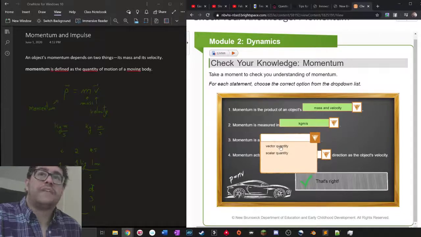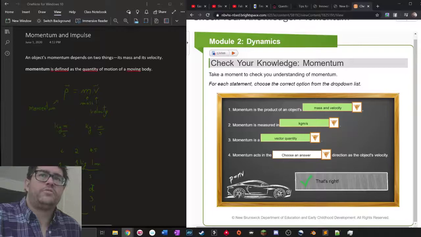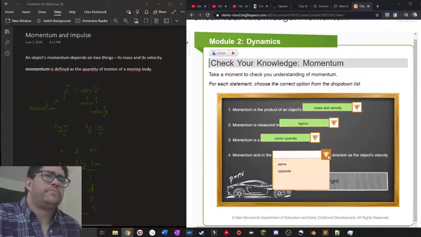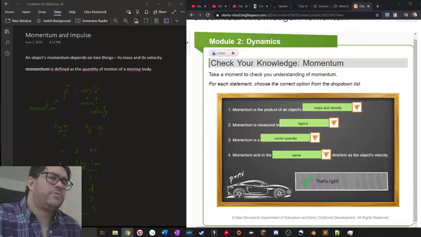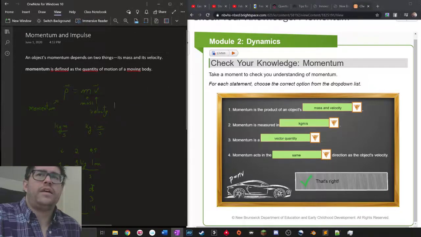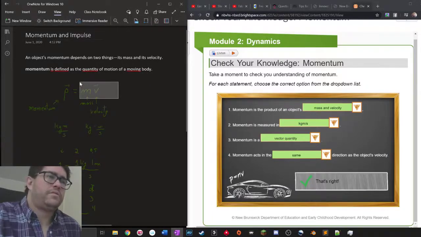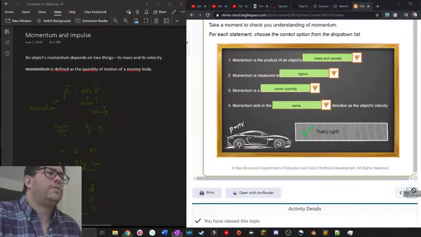Momentum is a vector or scalar? Vector. It has a direction. Remember, vector has an arrow, which is a direction. Momentum acts in the same direction as the velocity, because if it was not the same, we would have put a minus in front of this. It's the opposite direction. Next.